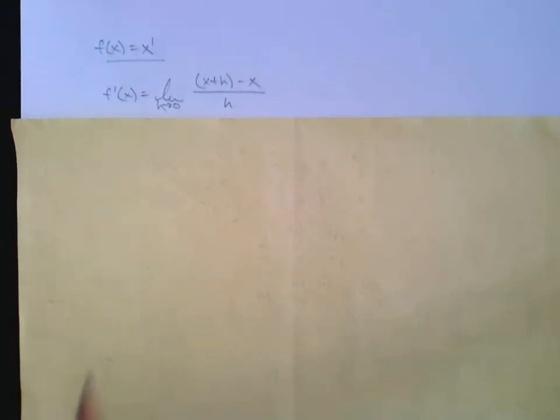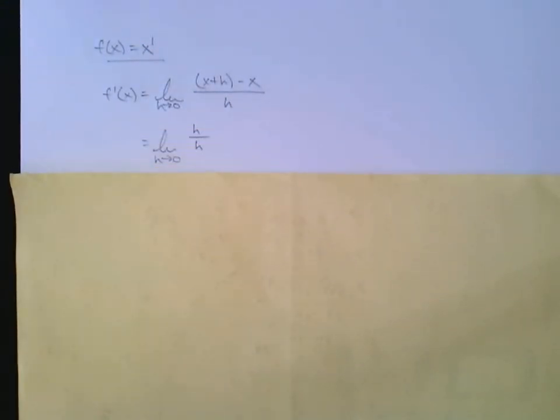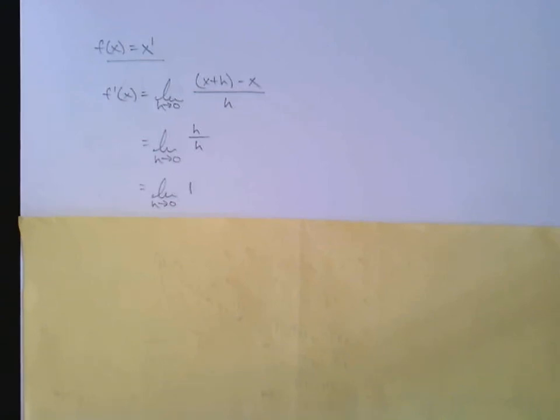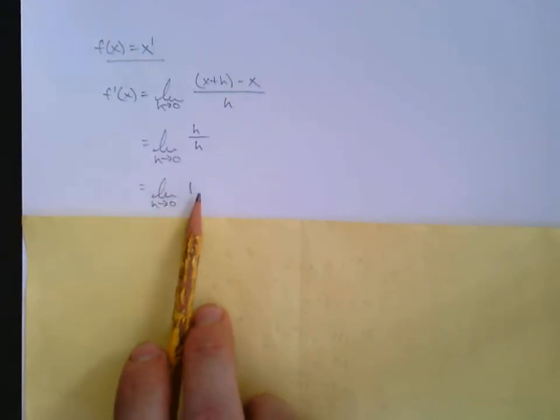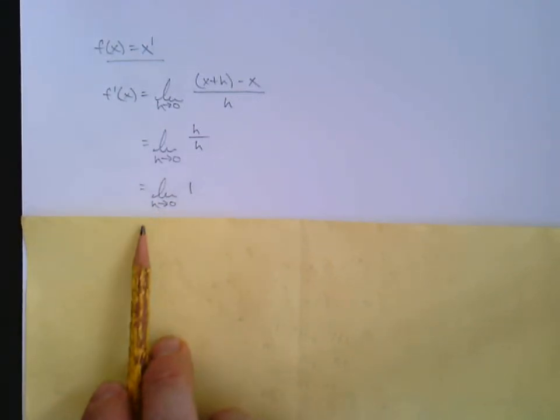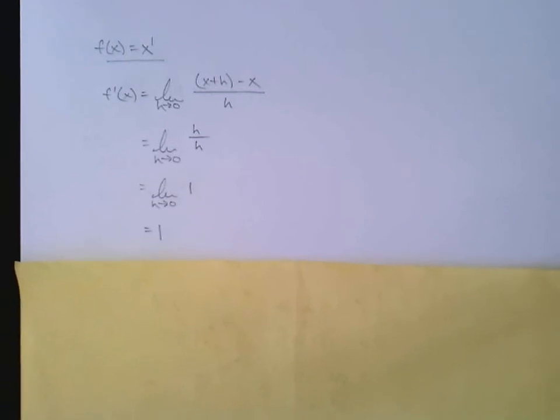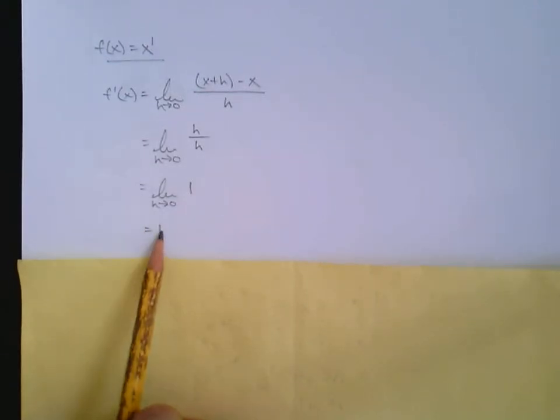Let's see how this plays out. Well, the x's cancel. The h's cancel just like that. And we've got the limit as h approaches 0 of 1. And if you recall, if you're ever taking the limit of a constant, it's always simply equal to the constant. So here, for f of x equals x to the first, f prime of x equals 1.